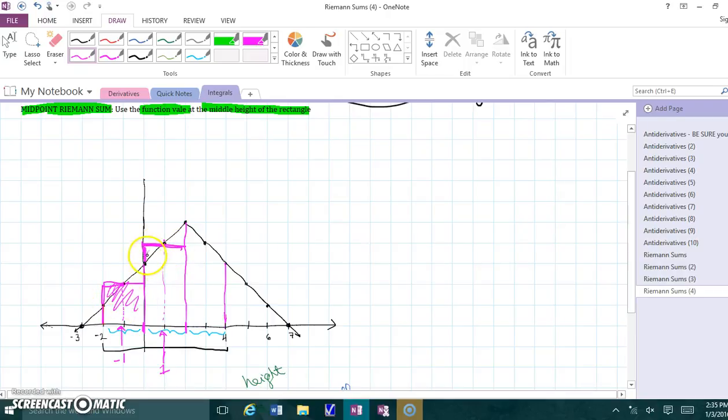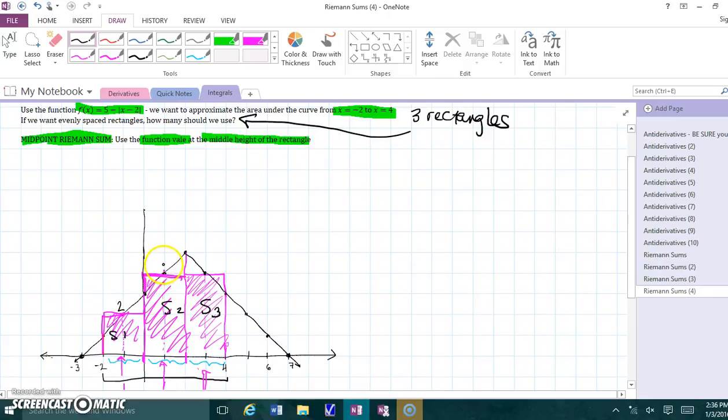So I have this rectangle. And from 2 to 4, the middle value is 3. So scoot up here, stop right there. And here's my 3rd rectangle. So I have S1, S2, and S3. They each have a width of 2. This one has a height of 2. This one has a height of 4. Whoa. 4, and this one has a height of 4 as well.